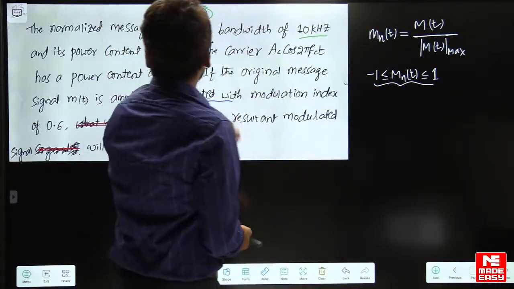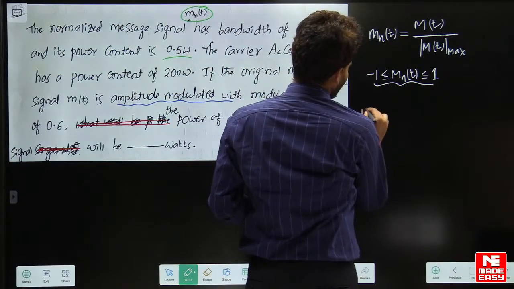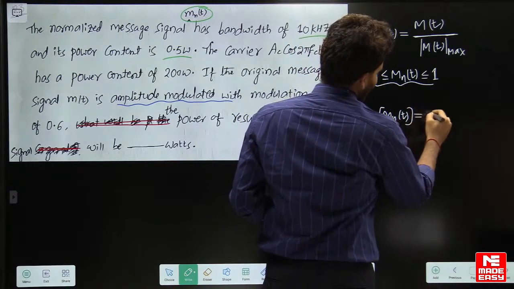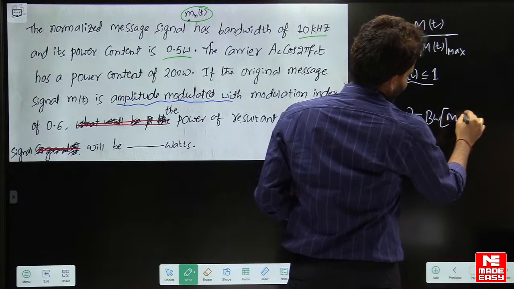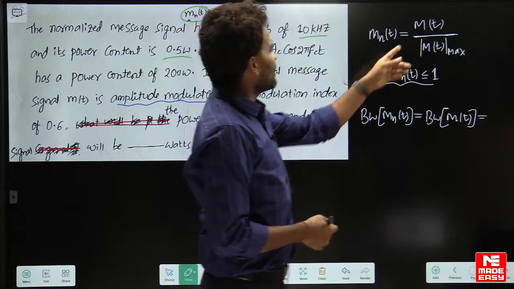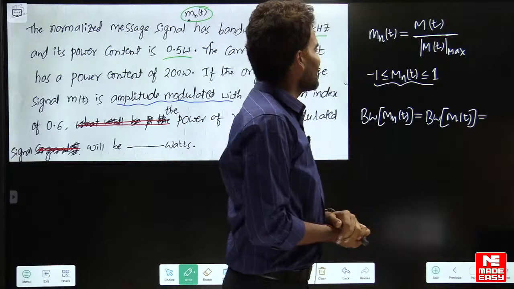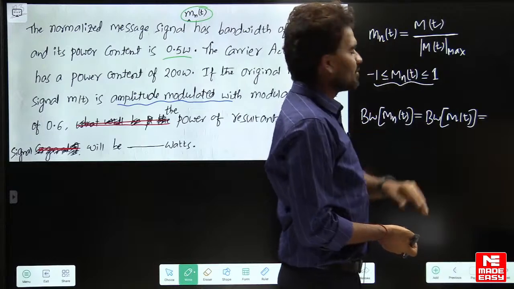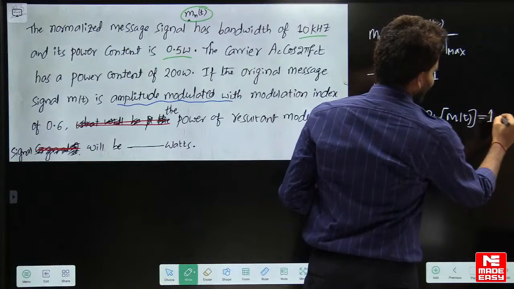Now, the data given here is the bandwidth of m_n(t), and the bandwidth of m_n(t) and m(t) is going to be the same. If you divide the signal by some value, max of m(t) is just some value, then the bandwidth of the signal is not going to change. So the bandwidth of the original signal and the normalized signal is the same, and that is 10 kilohertz.